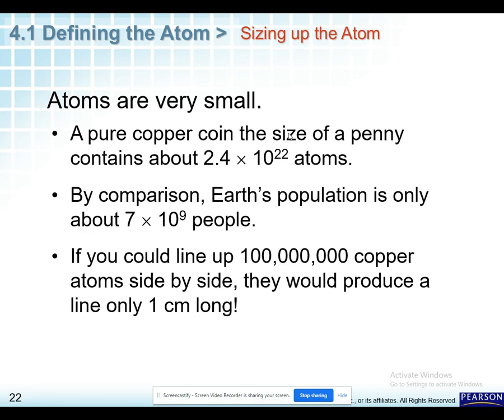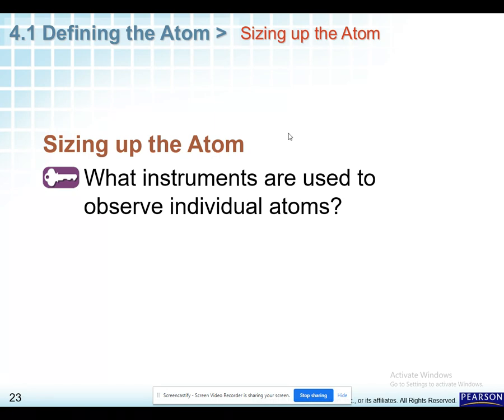Here's another thing. If you line up 100 million copper atoms side by side, 100 million, it would only be 1 centimeter long. Whew. So what instruments are actually used to observe individual atoms, because we can't really see them?